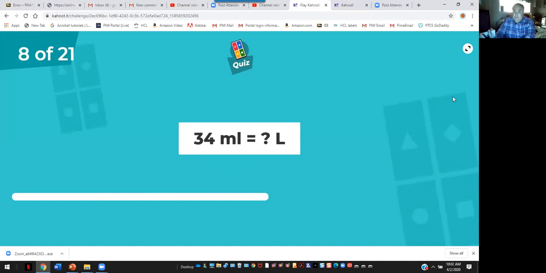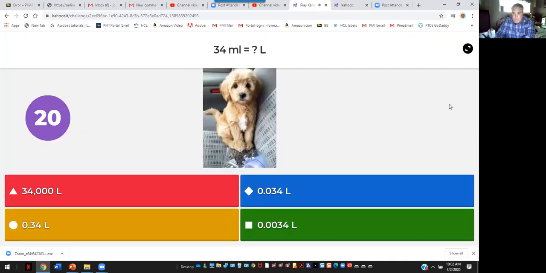How many liters do you have if you've got 34 milliliters? This time you're going to move that decimal 3 spaces to the left. 34 milliliters: 1, 2, 3.